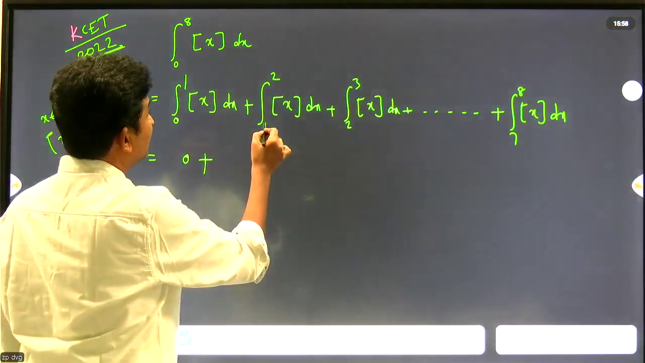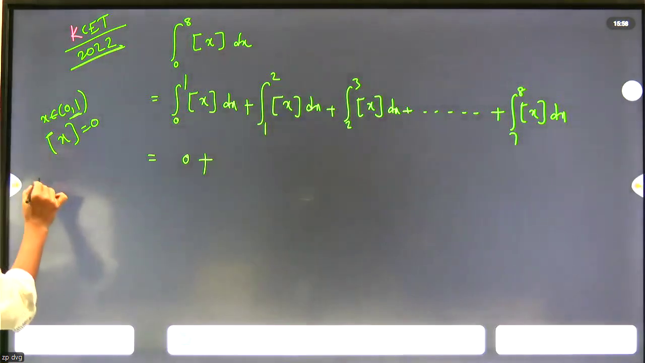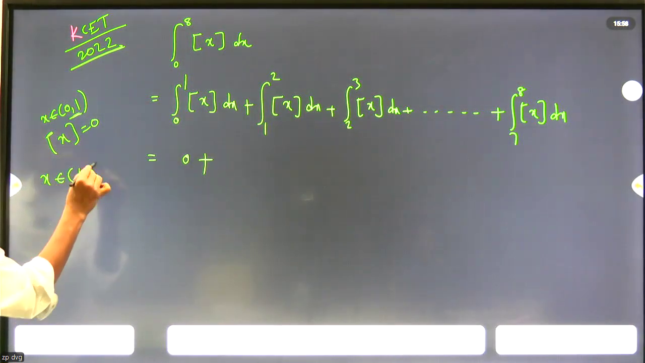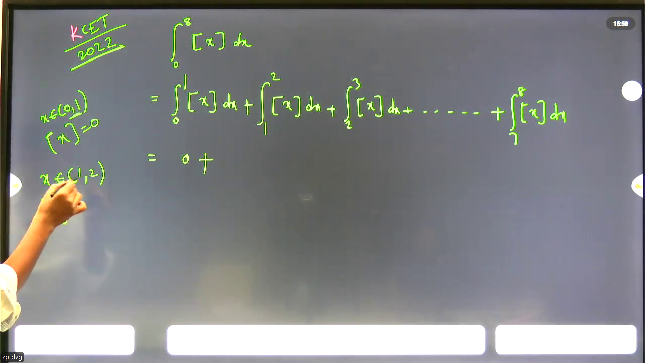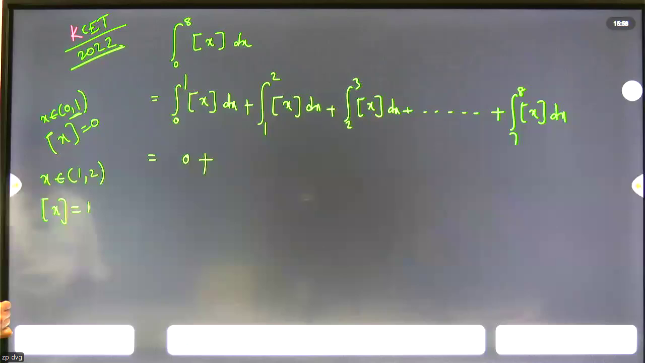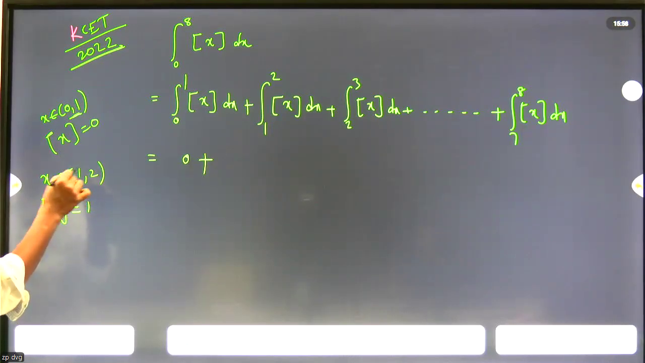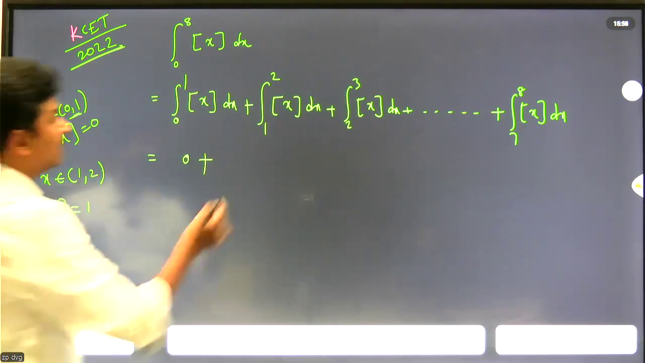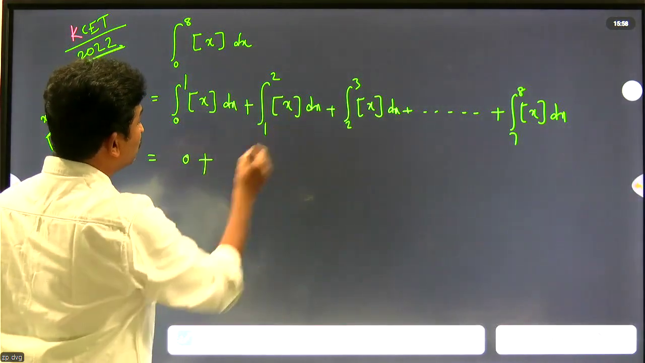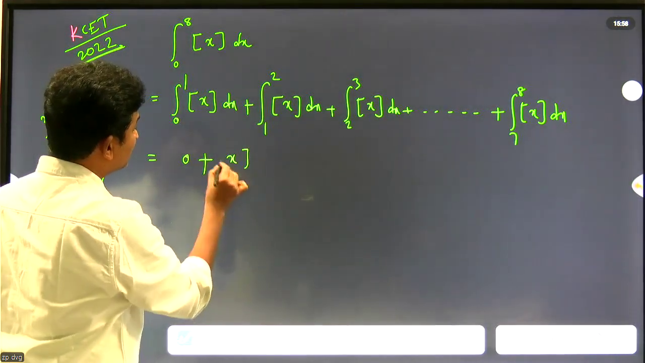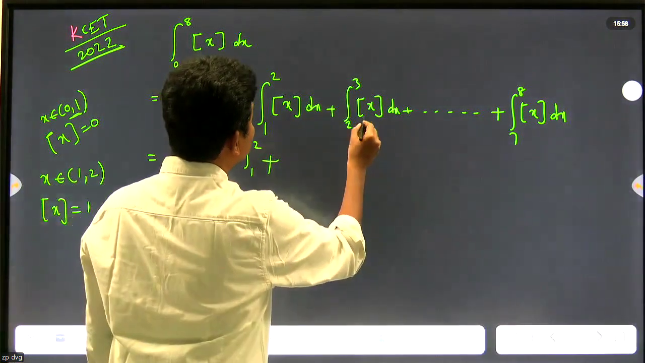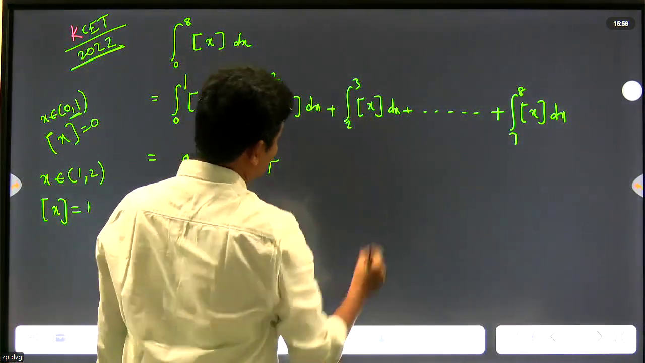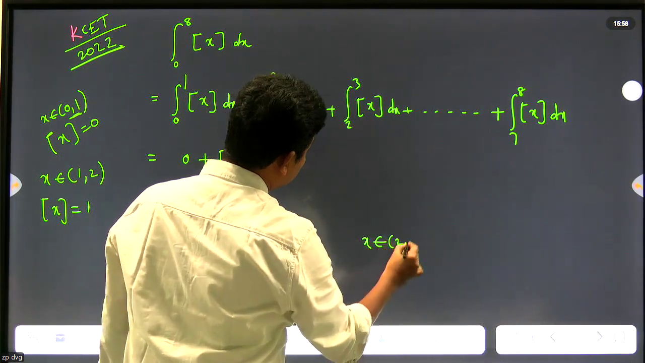Now see, when x belongs to the open interval 1, comma 2, what is step x? You take one number in between 1 and 2, say 1.5. Step 1.5 is what? 1. You take 1.9. Step 1.9 is what? 1. So this is 1. Integral of 1 dx is what? x. Limits are from where to where? 1 to 2.